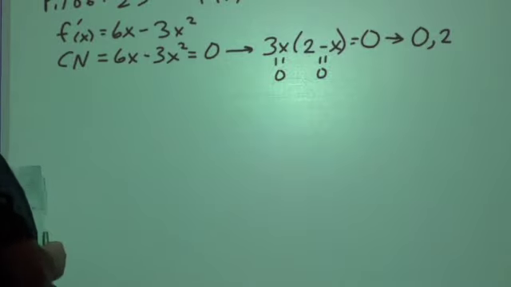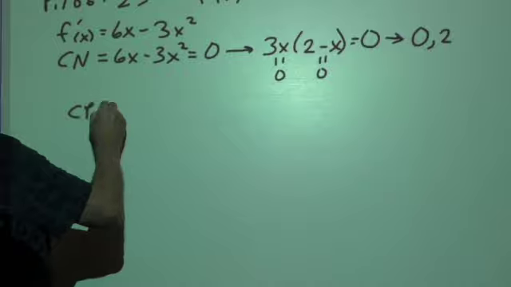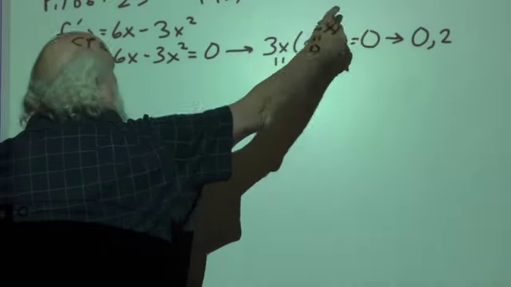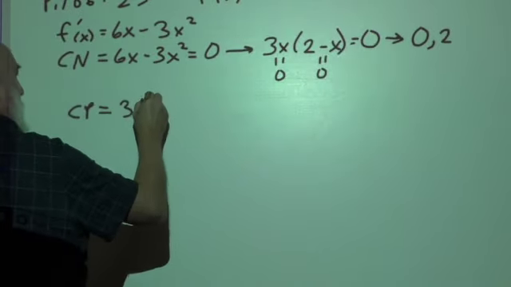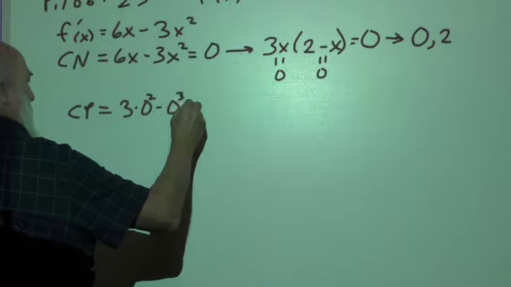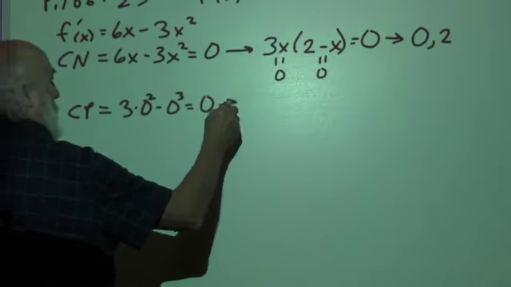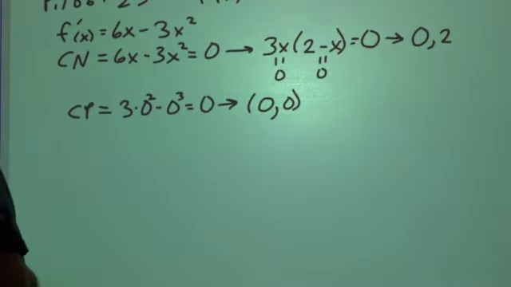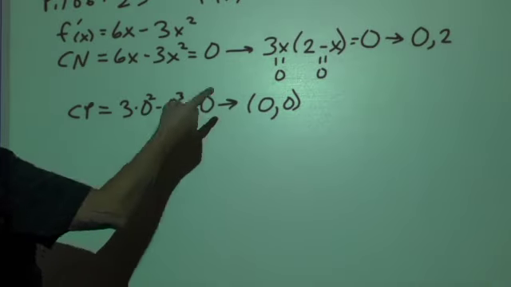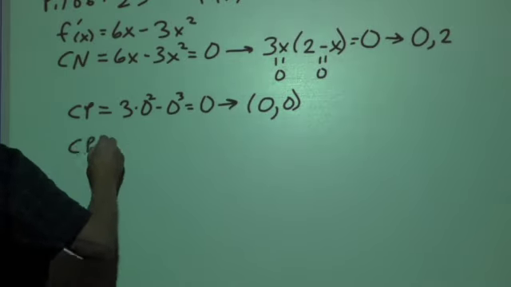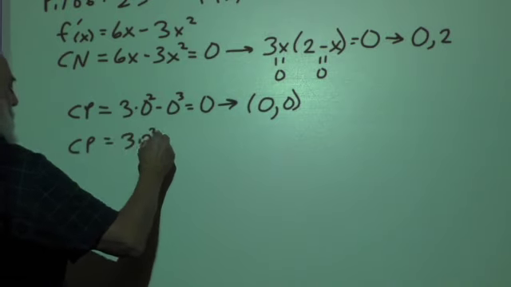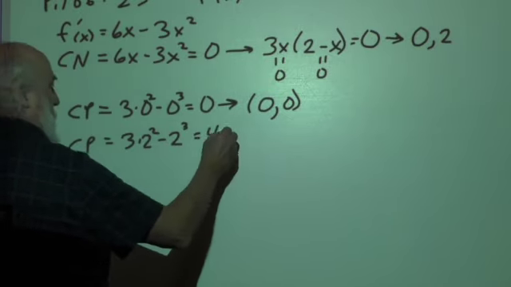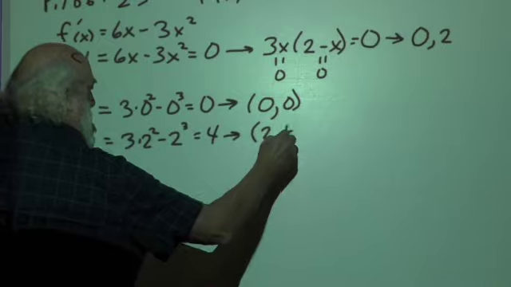Okay? So the critical points that we're going to have here, we go back to this first equation right here and replace x with 0 and 2. So 3 times 0 squared minus 0 to the third power is 0. So the first critical point is going to be x is 0 and y is 0. And then the second critical point is going to be for 2. So 3 times 2 squared minus 2 to the third power. Well, that's 12 minus 8 is 4. So the other critical point is going to be 2, 4.